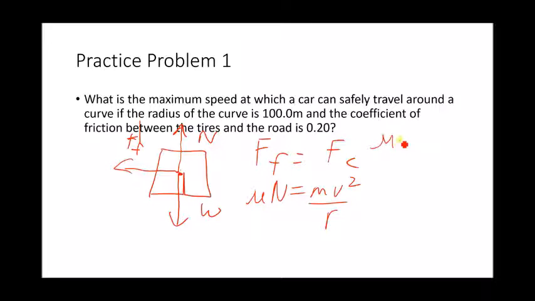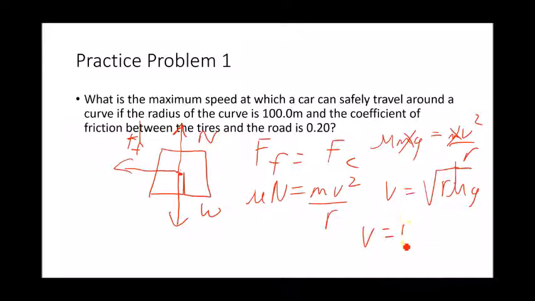So let's make a substitution. We'll substitute mg for the normal force, for weight, and set that equal to mv squared over r. You can see that the masses cancel out. And in this case, we're trying to solve for velocity. So if we solve this out for velocity, we end up with v equals the square root of r times mu times g. And if we substitute in our numbers here, r is the radius of curvature, so that's 100. Mu is 0.2, and we'll use a g of 10. We end up with a velocity, once we take the square root of that whole quantity, of about 14.1 meters per second.